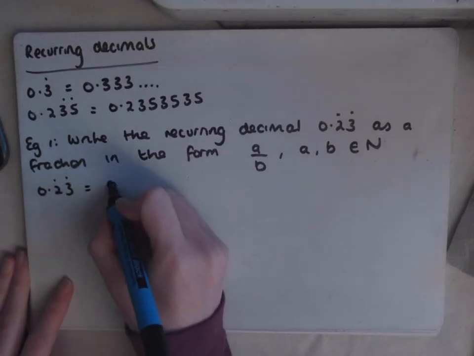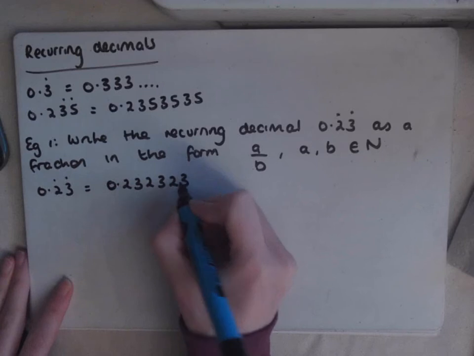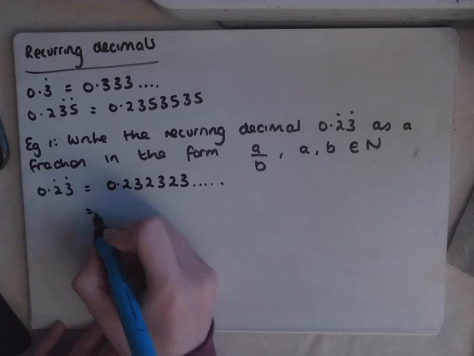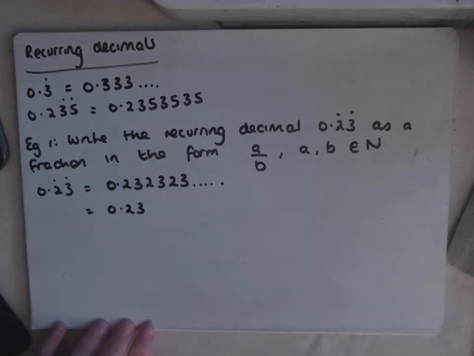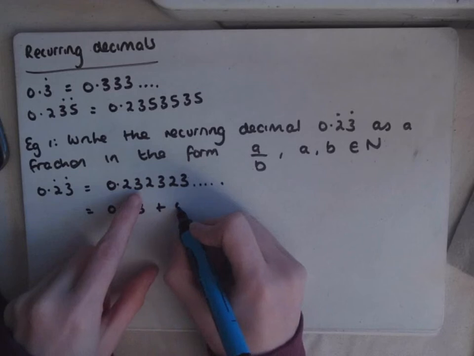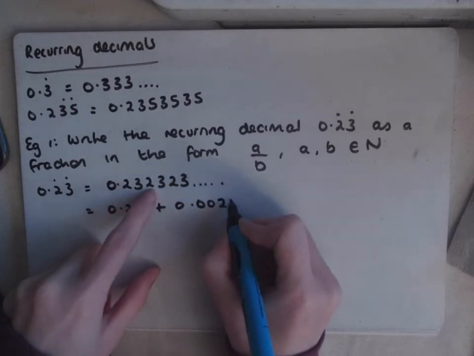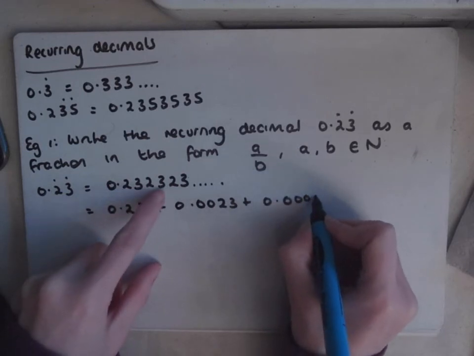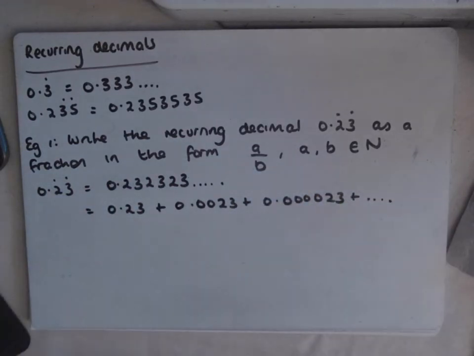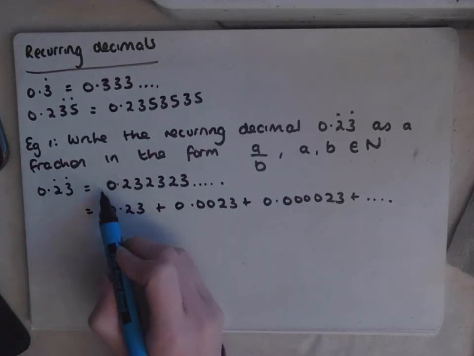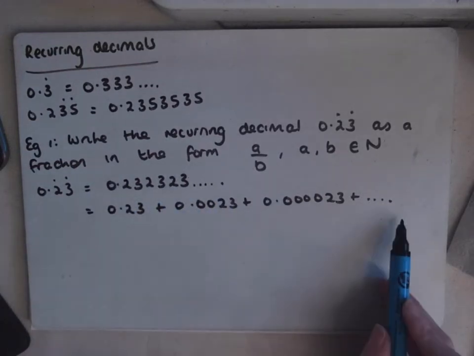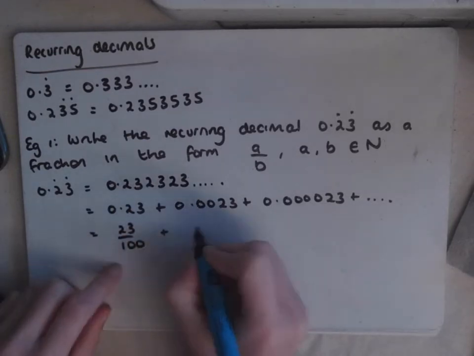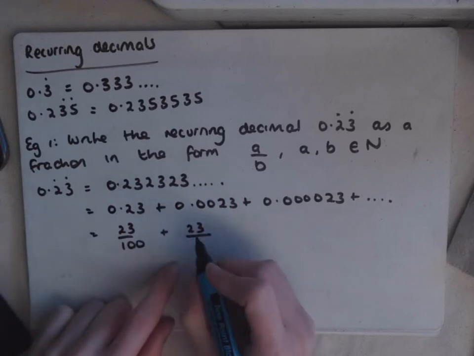0.23 with a dot over both means 0.232323, and so on. So really what that means is it's 0.23 plus, now these two are gone, 0.0023 plus, all of these are gone, 0.000023, and so on. So that's actually a series now. That's how you get this number. Now in this series, you can see this is 23 over 100. This is 23 over 10,000.